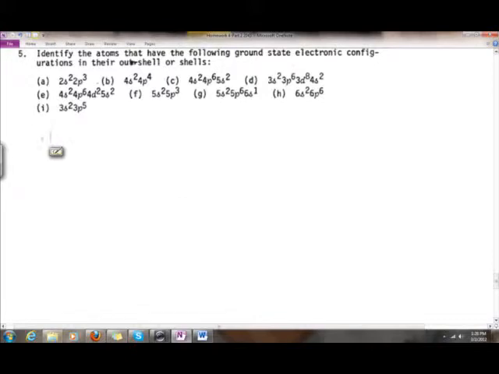So you do the same thing with each one. Looking at the periodic table, you shouldn't have a problem. Let's look at the following. Okay, let's look at more of them. Let's look at D now.